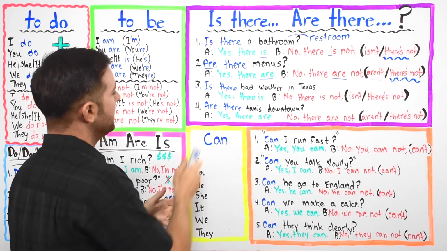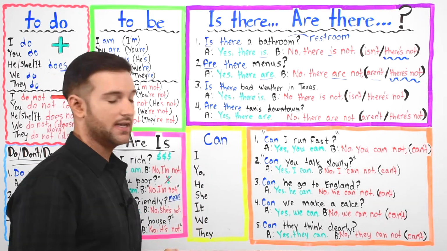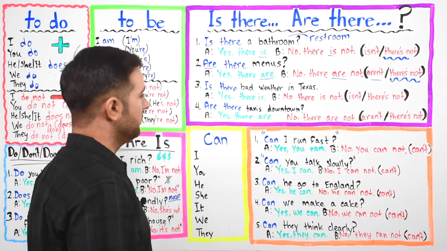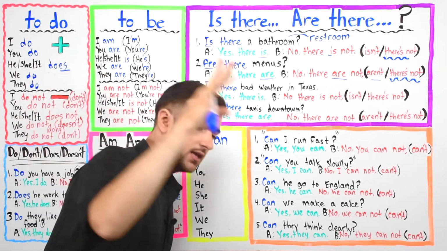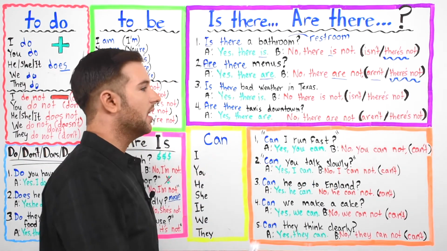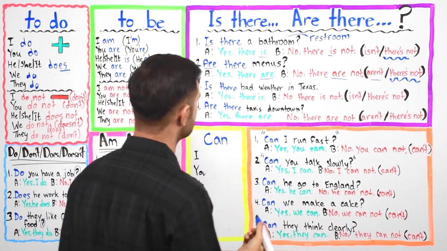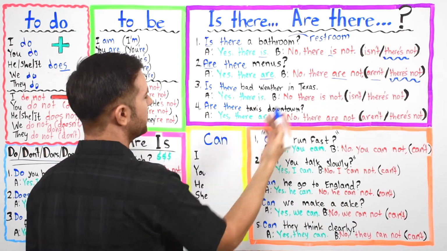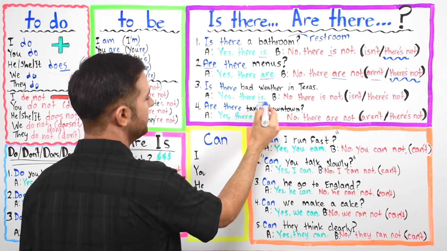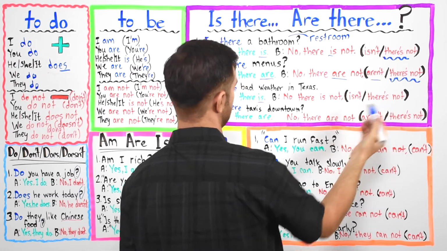Number 3 says, is there bad weather in Texas? Is there bad weather in Texas? Okay? Meaning, does it rain a lot in Texas? Does it snow? Is it windy a lot? Okay? Are there tornadoes in Texas? You could say, is there bad weather in Texas? Yes, there is. No, there is not. Or no, there isn't. Or no, there's not.